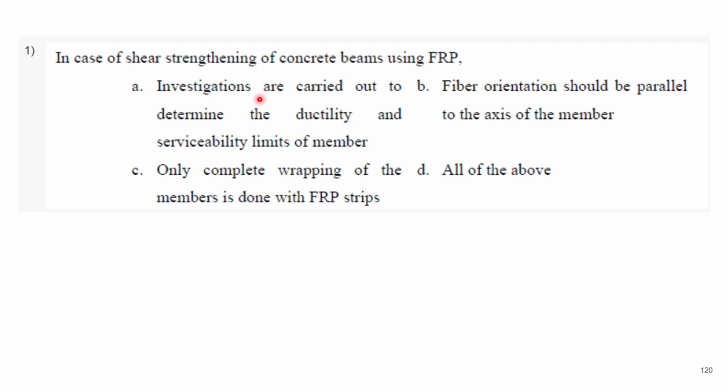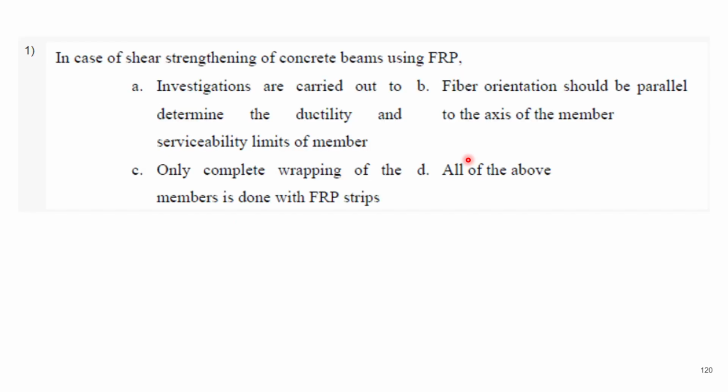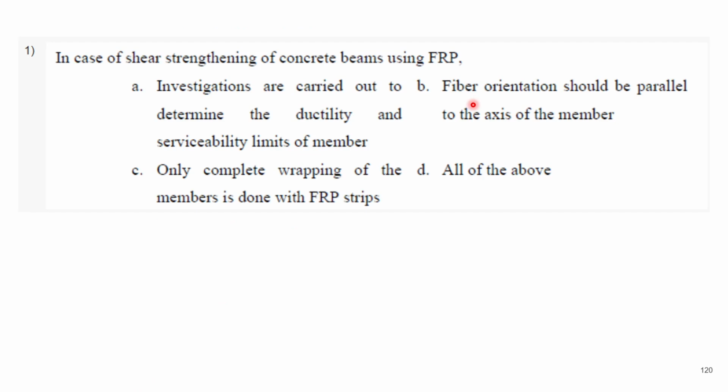If you see the first statement, investigations are carried out to determine the ductility and serviceability limits of member, that is true. Investigations on shear strengthening of concrete members are done to determine the ductility and serviceability limits of member. The second point, fiber orientation should be parallel to the axis of the member, is not correct. Fibers are oriented transverse to the axis of the member, or perpendicular to the potential cracks, so it is not parallel. So B is incorrect, and if B is incorrect, D is also not correct.